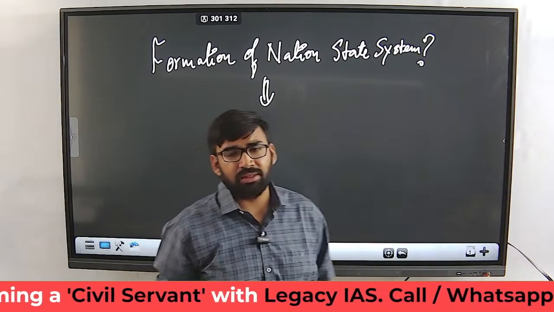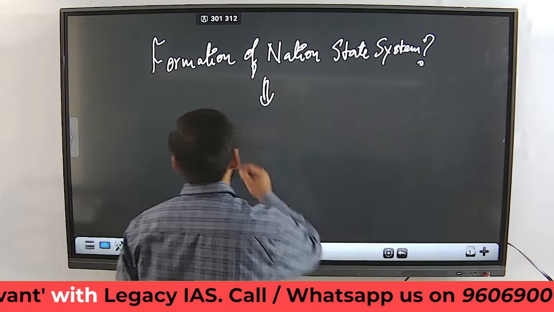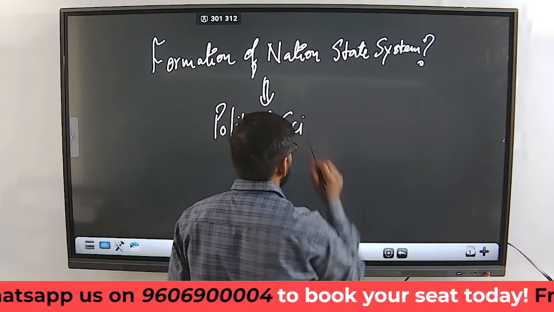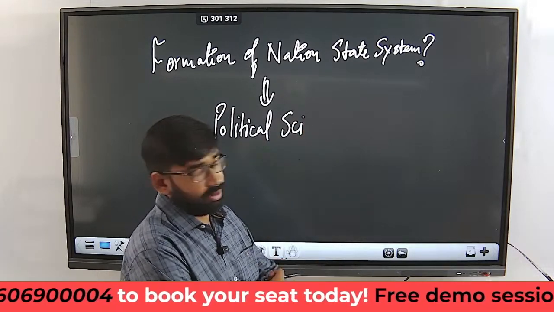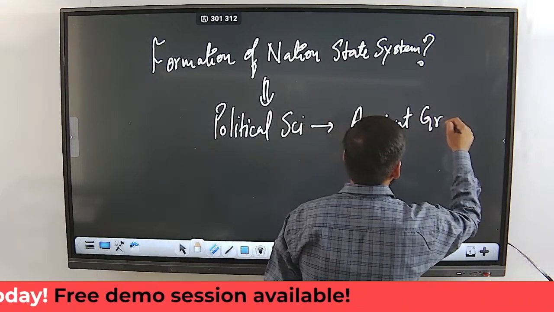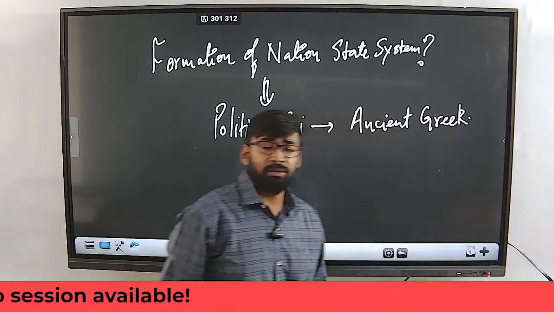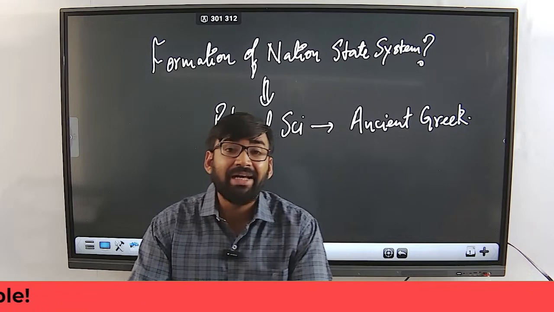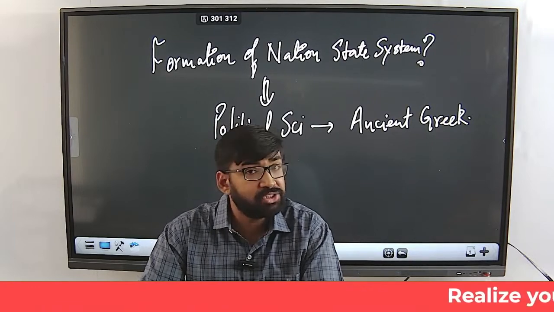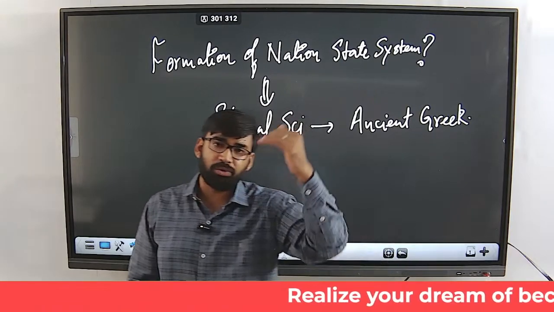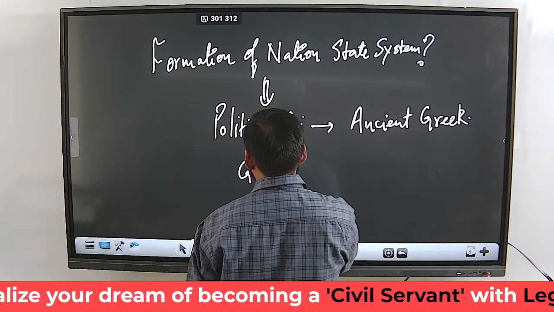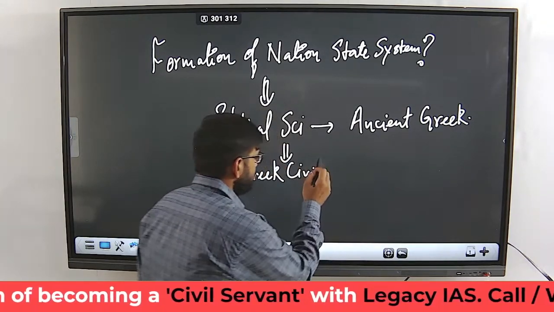So when we say that political science as a discipline was invented in the West, that means in ancient Greek, that means Greek civilization was there. Getting my point? So the Greek civilization was there, just like the Indus Valley civilization. So Greek civilization was there in Europe.